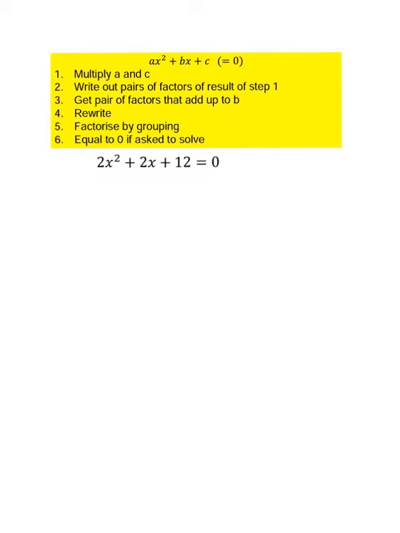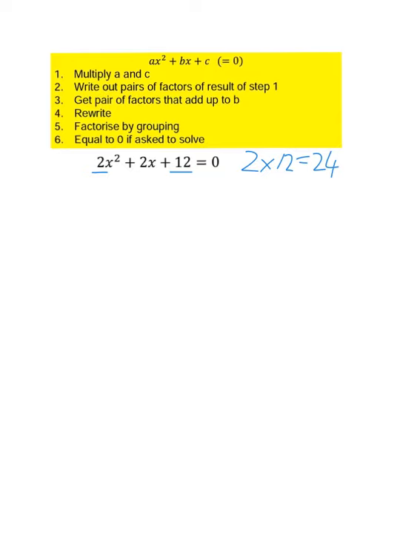Okay, so let's follow the method step by step. So we have a quadratic equation, ax squared plus bx plus c. So first step is we multiply a by c. So in the first question here, we can see a is 2 and c is 12. So 2 times 12 is 24.